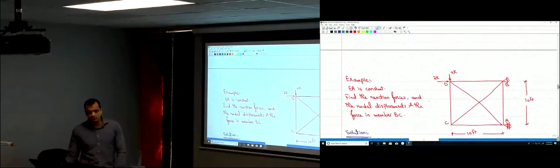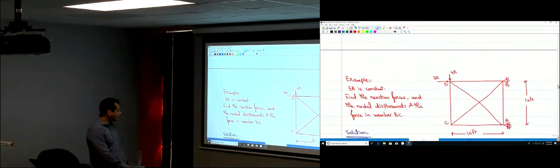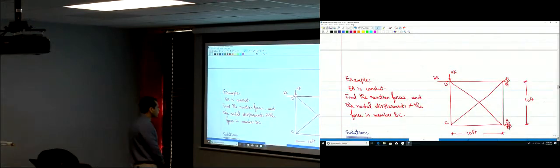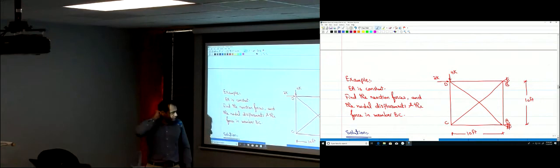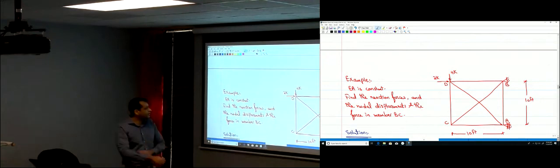Let's see here. You're required to find the reaction forces and the nodal displacement. Did we find those? Yes, we found the reaction forces and the nodal displacement, the displacement at all of the nodes, okay? And also you're required to find the force in member BC. So how do you find the force in member BC?